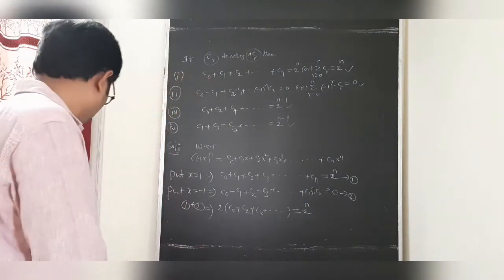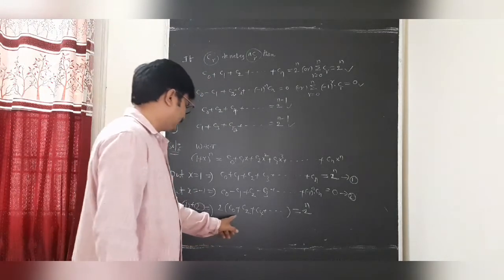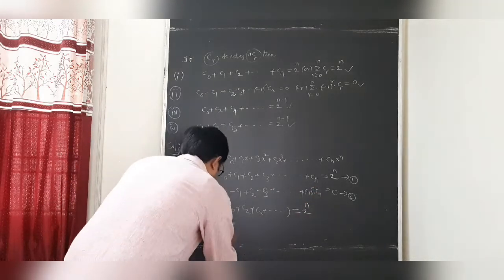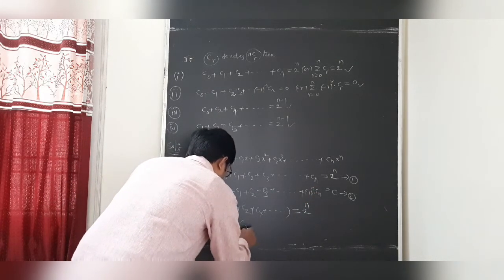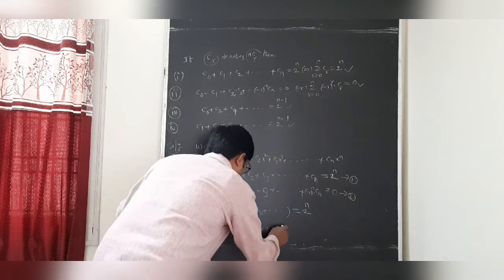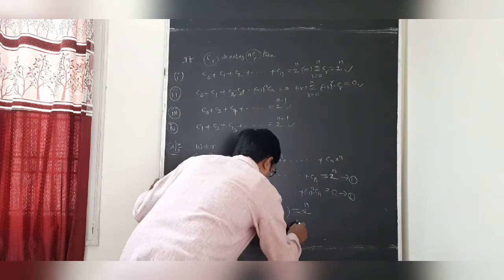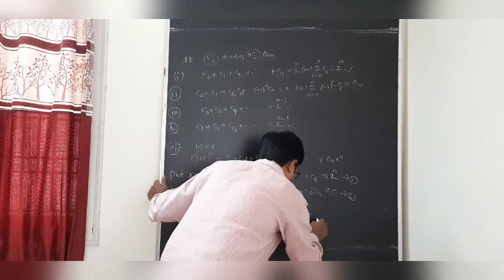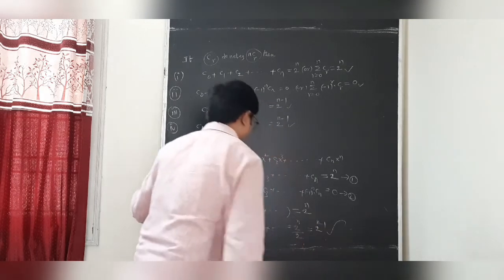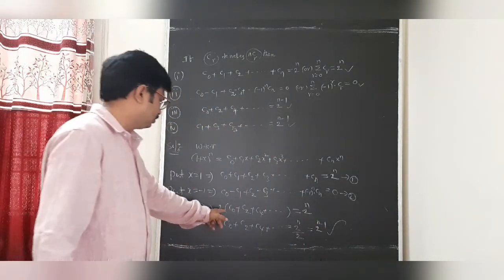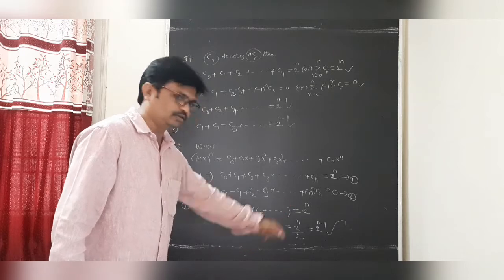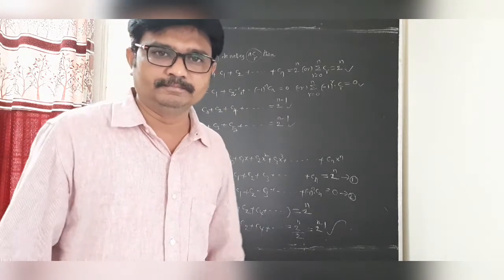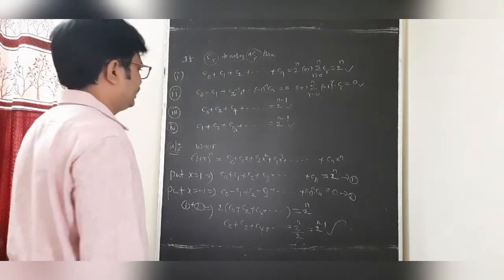My dear students, now this is C0 plus C2 plus C4, then it will be sent to the other side. Dear students, C0, C2 plus C4, undoubtedly 2 power n by 2 is 2 power n minus 1. My dear students, C0 plus C2 plus C4 and so on is 2 power n minus 1. Okay students, now the difference.